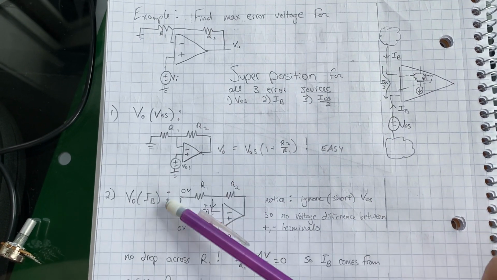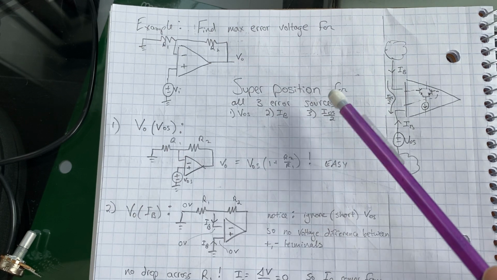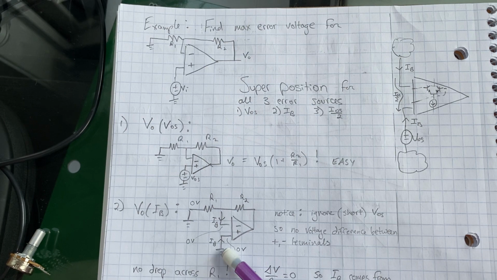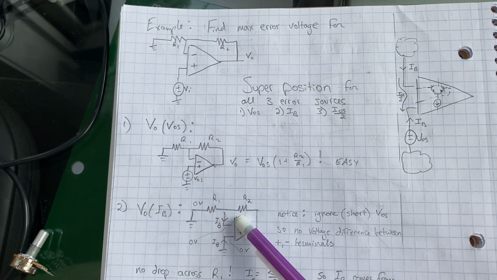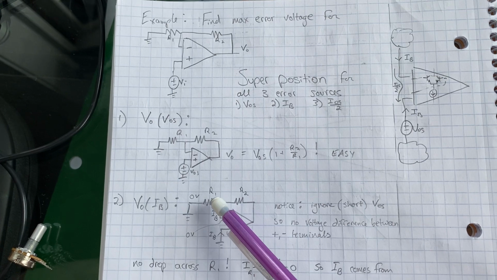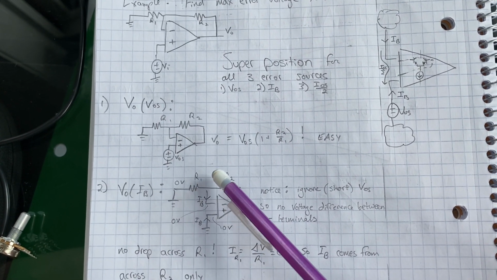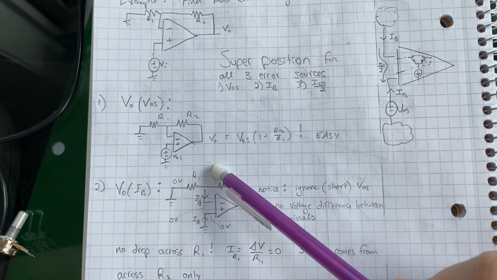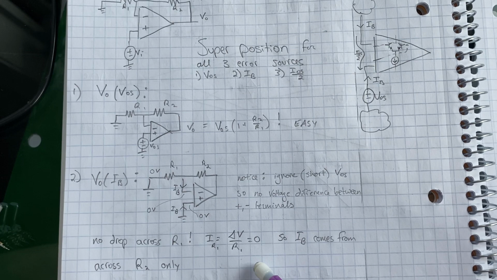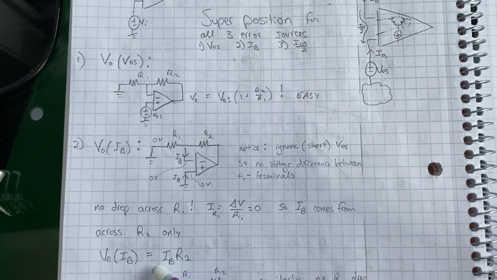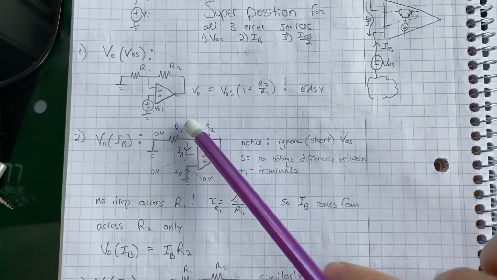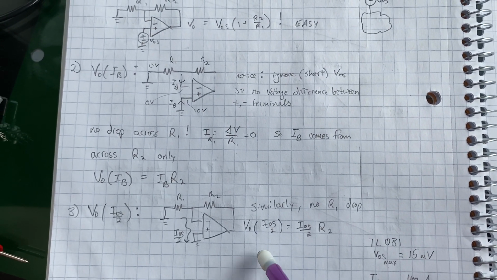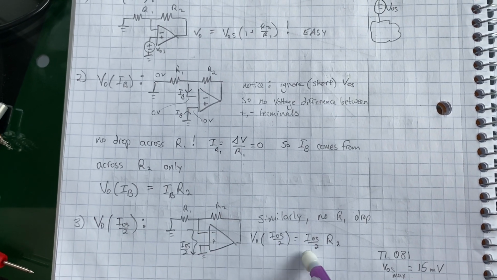And we were shorting out offset voltage because we're using superposition. And if we notice that because we're shorting that offset voltage, if this pin is grounded, that means this pin is also grounded. And that means there's no voltage drop across this R1 resistor, which means there can't be any current flowing through it. So all the bias current, since these are equal, has to be flowing from R2. So that means the voltage error due to I bias is just IB times R2, not anything to do with R1. Now for I offset over 2, similarly, there's no voltage across R1, so it's just I offset over 2 times R2.